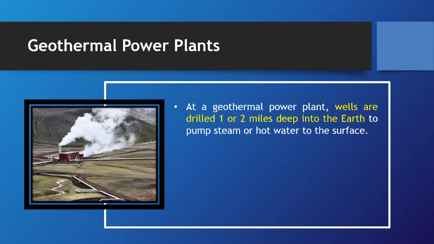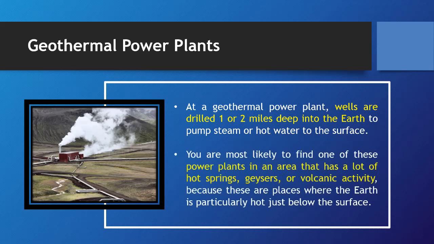At a geothermal power plant, wells are drilled 1 or 2 miles deep into the earth to pump steam or hot water to the surface. If we convert 1 or 2 miles deep, it is equivalent to approximately 3.2 kilometers. You are most likely to find one of these power plants in an area that has a lot of hot springs, geysers, or volcanic activity, since this will be the source of heat that will be converted to electricity, because these are places where the earth is particularly hot just below the surface.